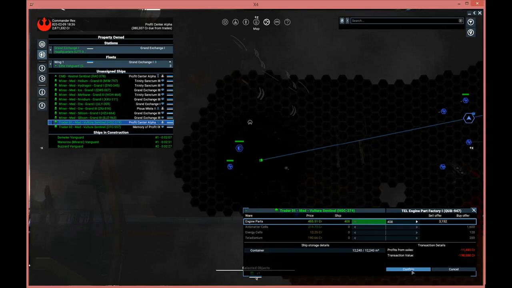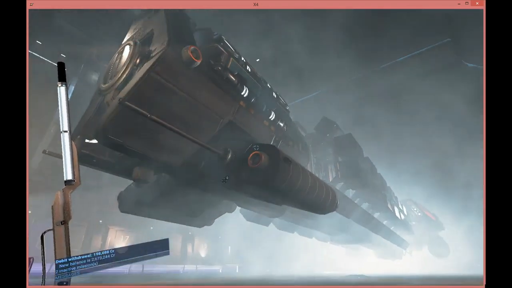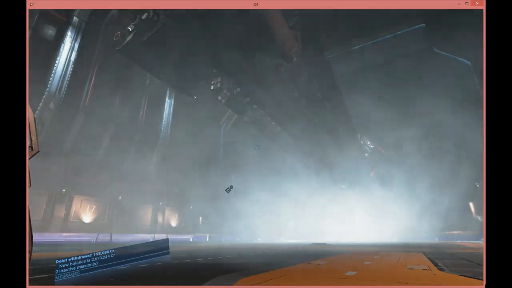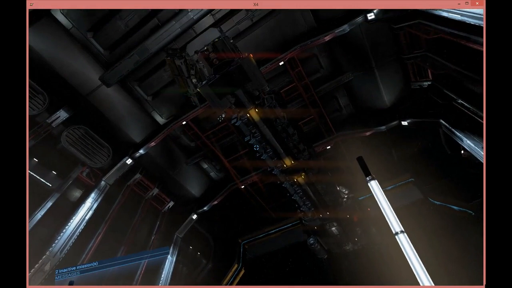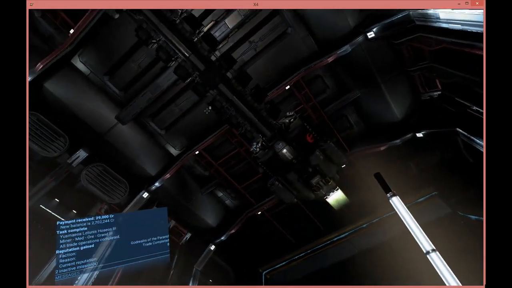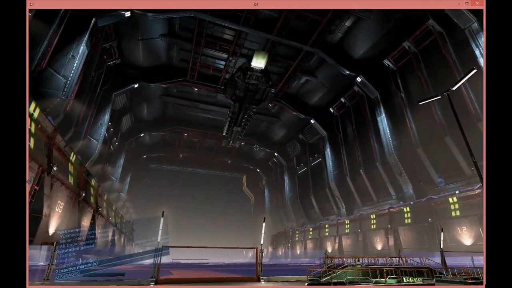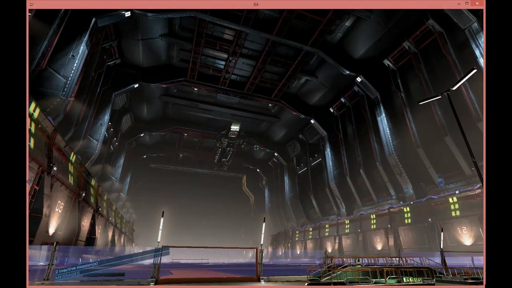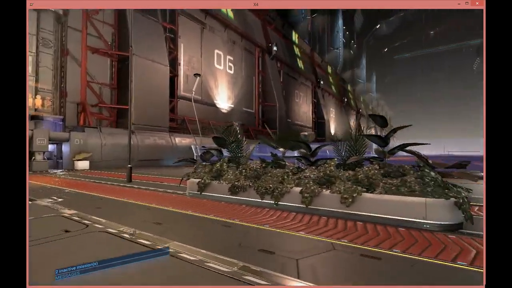Yeah, confirm. So now it's taking off. And as I'm doing this with these pilots in there, they should be getting experience, and they'll be able to get to level 3.